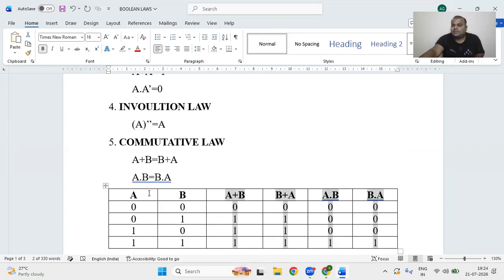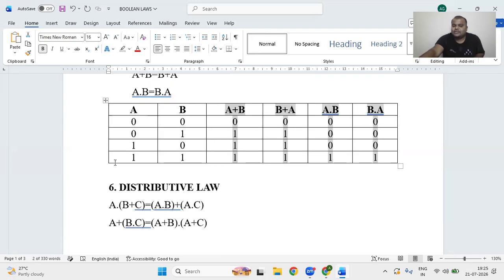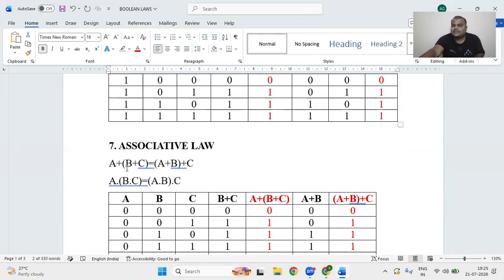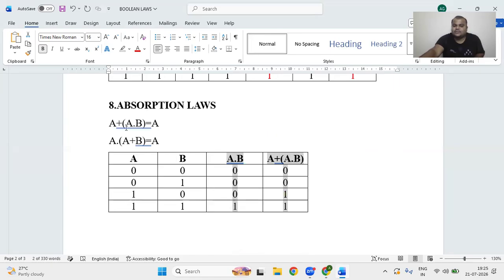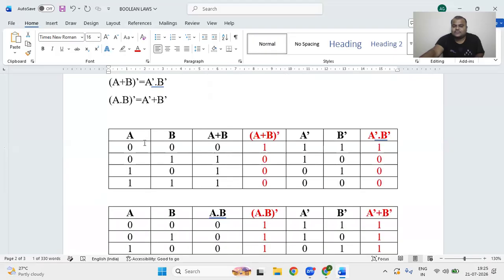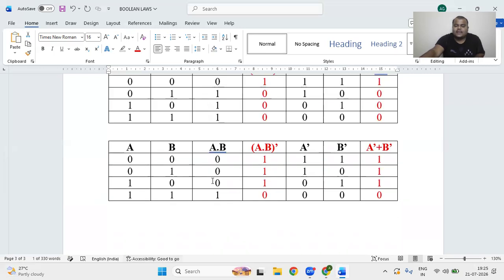And commutative: A plus B is equal to B plus A, and A into B is equal to B into A. And distributive: A into B plus C is A into B plus A into C, and A plus B into C is A plus B into A plus C. And associative law: A plus B plus C is equal to A plus B plus C. And the absorption law, if both terms are the same, it's going to absorb. And the last one is De Morgan's law: A plus B whole dash leads to A dash into B dash, or A into B whole dash leads to A dash plus B dash. So these are all the 9 types of laws.